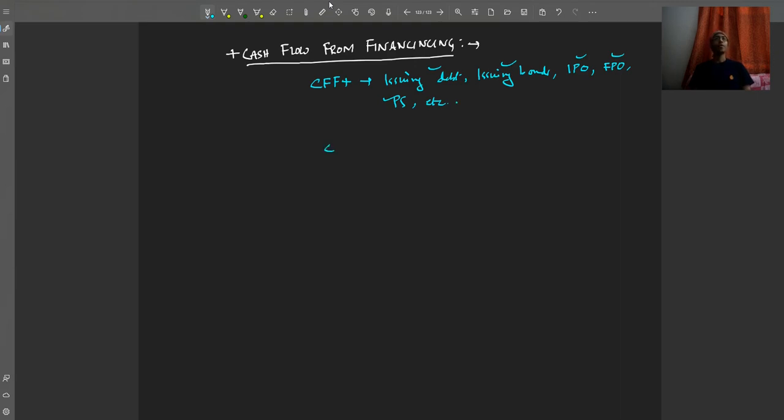Now we will talk about cash outflows from financing activities. This can be stock repurchase.